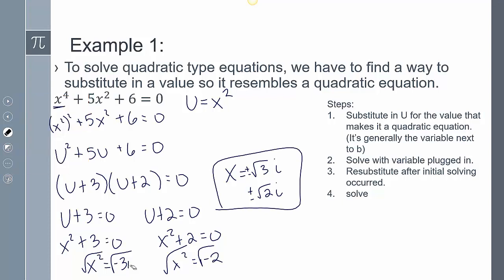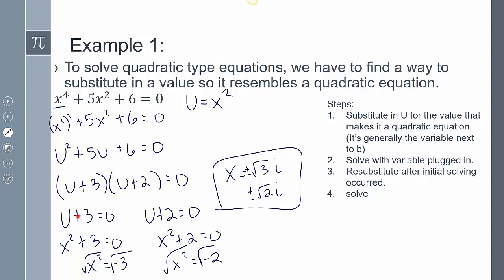So now the first thing that I did here is I substituted in a u for a value that makes the equation into a quadratic equation. Now generally speaking, it's the value that's next to b. So this idea of x squared, if I substitute u in for x squared, that's going to turn this statement into a quadratic equation. So then what I did was I solved, and I got u by itself, right? I did the process of solving for that u once I did the substitution.